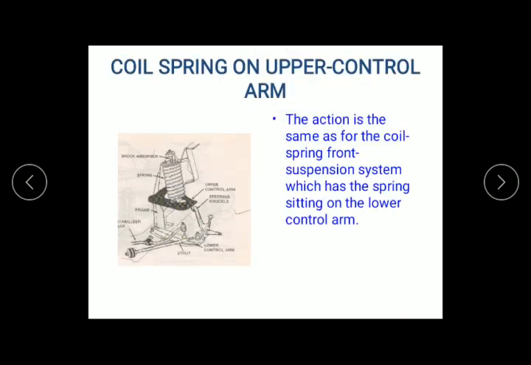Next is coil spring on the upper control arm. The action is the same as that of the coil spring front suspension system which has springs sitting on the lower control arm. Here is a spring sitting on the lower control arm. The working is the same.